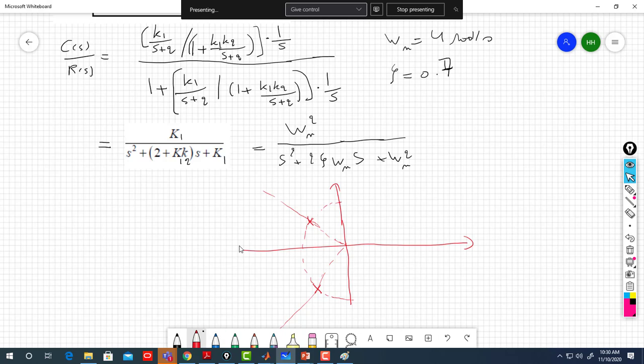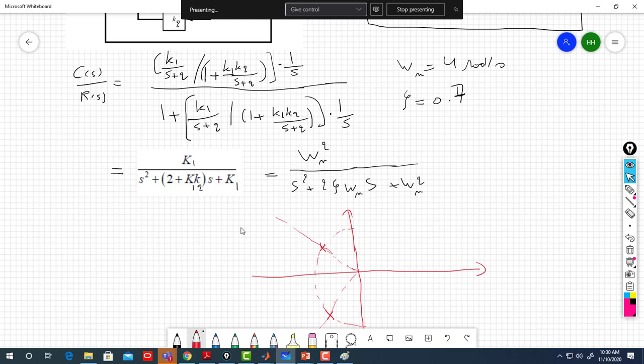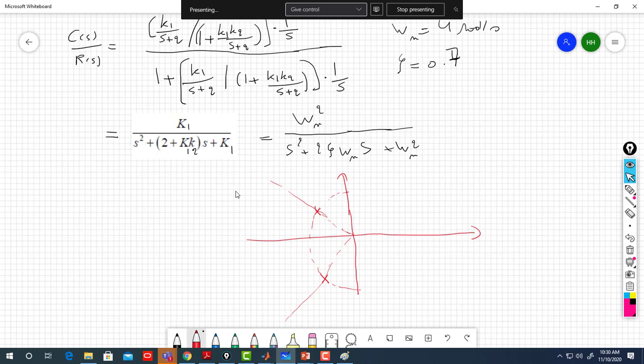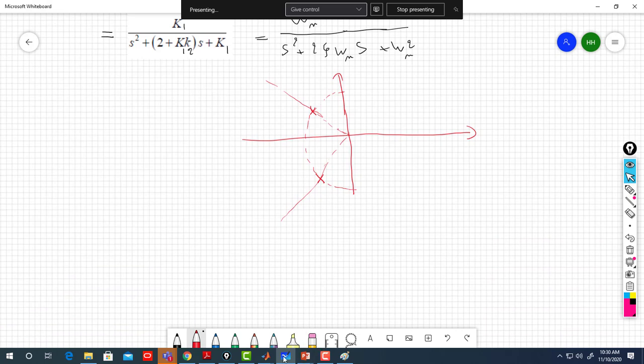Do you need to do the derivation, or is it clear, right? So omega n squared equals K1, so you can find K1. So K1 equals omega n squared, which equals 16, sorry. Sorry, K1 equals omega n squared, so K1 equals 16, and from here you have zeta and omega n, so you can get K2. All right.